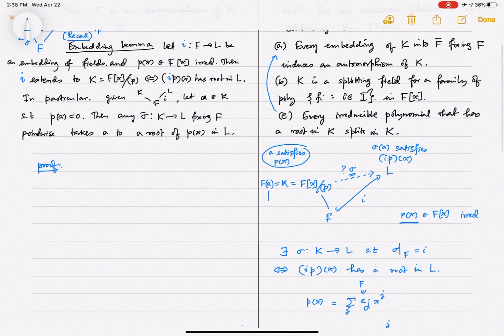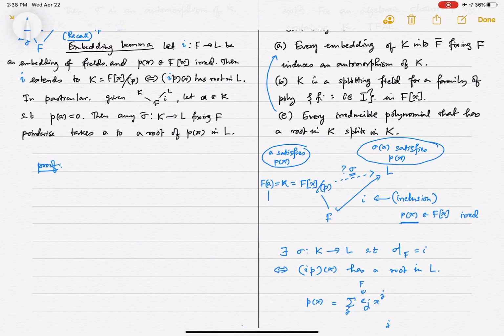And now in the special case, when I is an inclusion, let's see what this is saying. Inclusion. So here F is actually sitting in L. When you have an inclusion, then IP is just P, because the map I is just identity on F. So then you're just saying that if A satisfies P(x), then for any such extension sigma, sigma(A) also satisfies P(x).